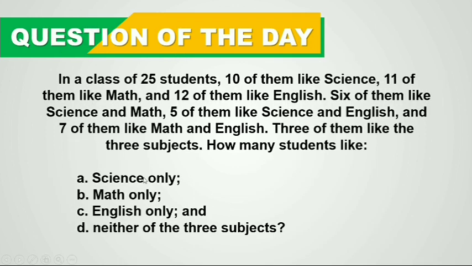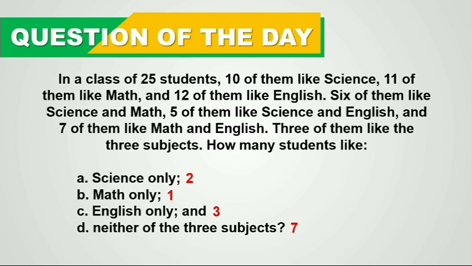So again, the number of students who like science only, it's 2. The number of students who like math only, it's 1. And then the number of students who like English only, it's 3. And then neither of the 3 subjects, it's 7. So that's basically how you solve word problems using Venn diagram.